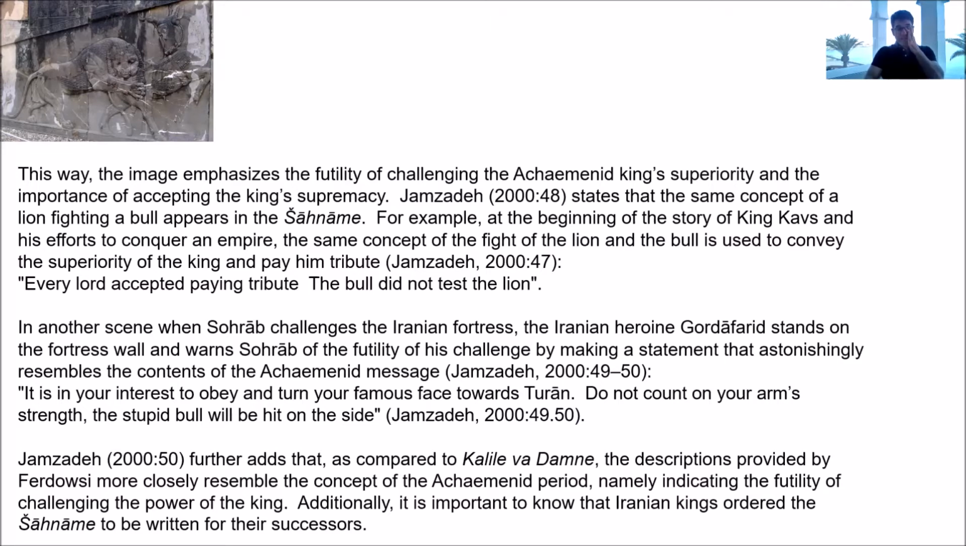Jamzadeh also adds that, as compared to Khalil-o-Damneh, the descriptions provided by Ferdowsi more closely resemble the concept of the Achaemenid period, namely indicating the futility of challenging the power of the king. Additionally, it is important to note that the Iranian kings ordered the Shahnameh to be written for their successors.